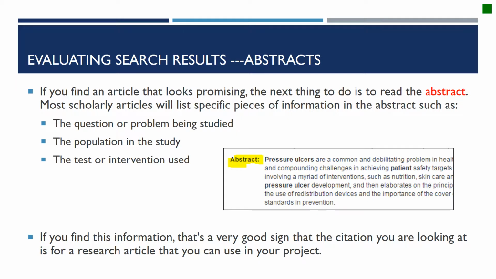If you find an article that looks promising, the next thing to do is to read the abstract. Most scholarly journal articles will list specific pieces of information in the abstract, such as the question or problem being studied, the population in the study, or the test or intervention used. If you find this information, that's a very good sign that the citation you're looking at is for a research article that you can use in your project.